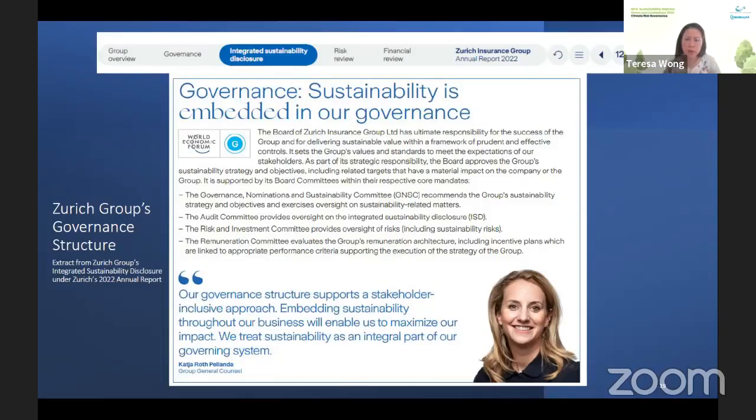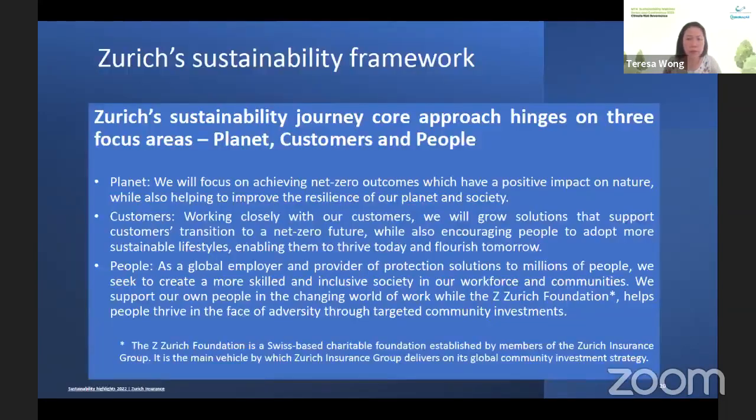Right. So why is governance so important, and why should sustainability be embedded in our governance? It basically supports a stakeholder-inclusive approach, right? When we embed sustainability throughout our businesses, it will allow us to maximize our impact and treat sustainability as an integral part of the governing system. So this is a very clear statement, and it is from our integrated sustainability disclosure report. If you can go on to the next slide.